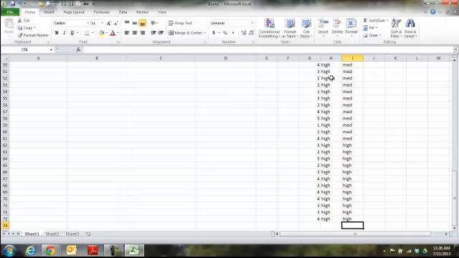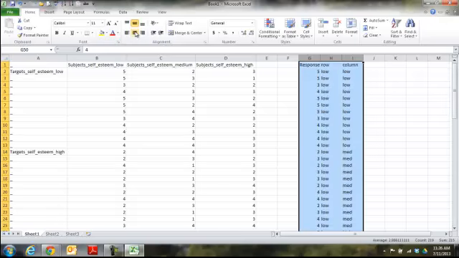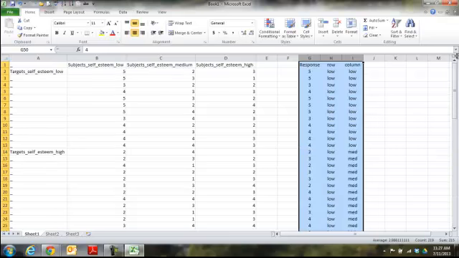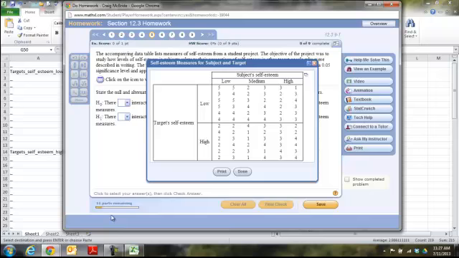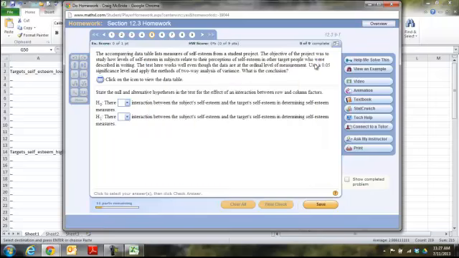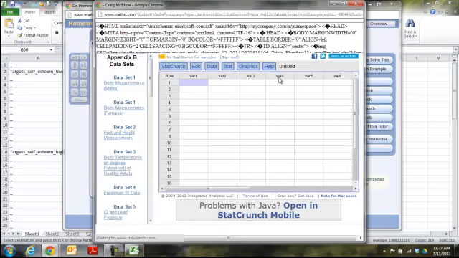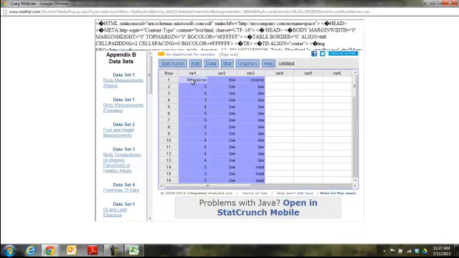Okay, so now these 3 columns have our data in the proper formatting so that we can run Two-Way ANOVA. So I'm just going to copy those, go back to this thing here, and we can just launch StatCrunch by pushing that button. I'm going to go ahead and maximize it so we can see what we're doing. And then it's just a matter of pasting.